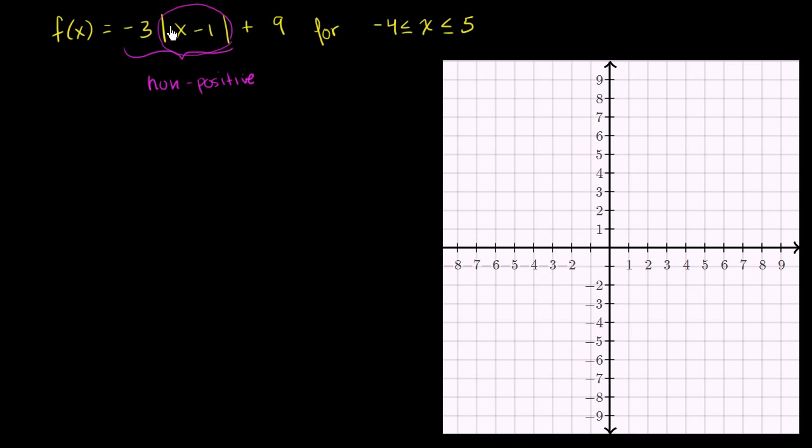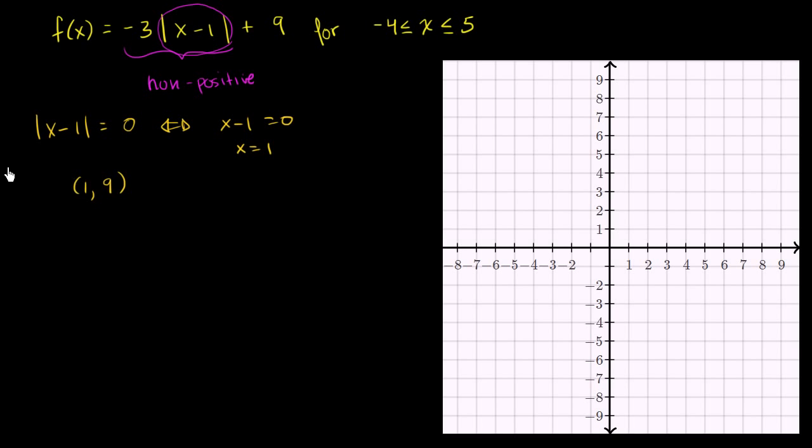So when does the absolute value part of this expression equal 0? Well, let's think about it. The absolute value of x minus 1 is going to be equal to 0 if x minus 1 is equal to 0. If you add 1 to both sides, you get x is equal to 1. So when x equals 1, we hit our maximum point. This thing becomes 0, which makes this whole thing equal to 0. And so we get the point (1, 9). So let's graph that point.